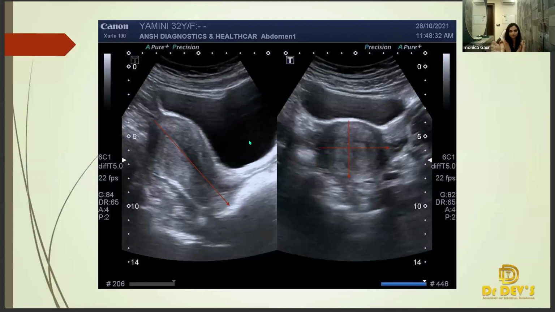Divide your screen into two views, longitudinal and transverse, and show the measurement. 1, 2, 3. This is the length of the uterus, this is the width of the uterus, and this is the AP view, depth of the uterus.